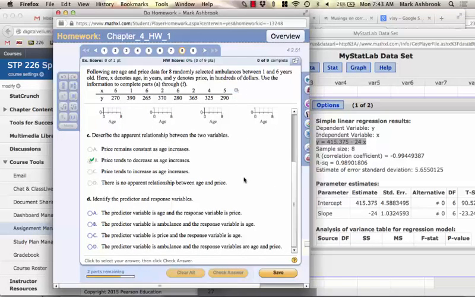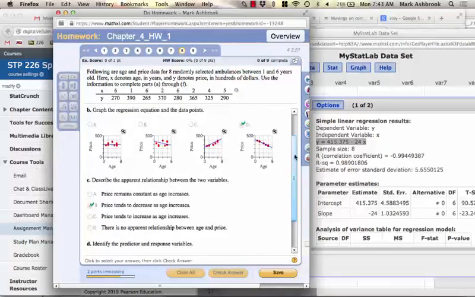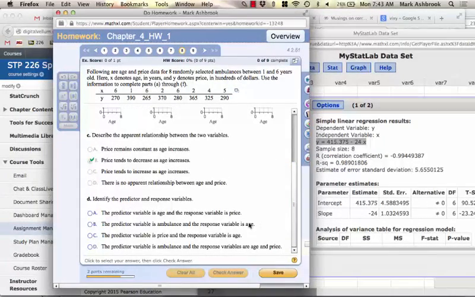Okay, predictor and response variables. Remember, predictor is going to be our x, or independent quantity. Response is our y, or dependent. So age is predictor, and price is response. Age, so A. Predictor variable is age, response variable is price.